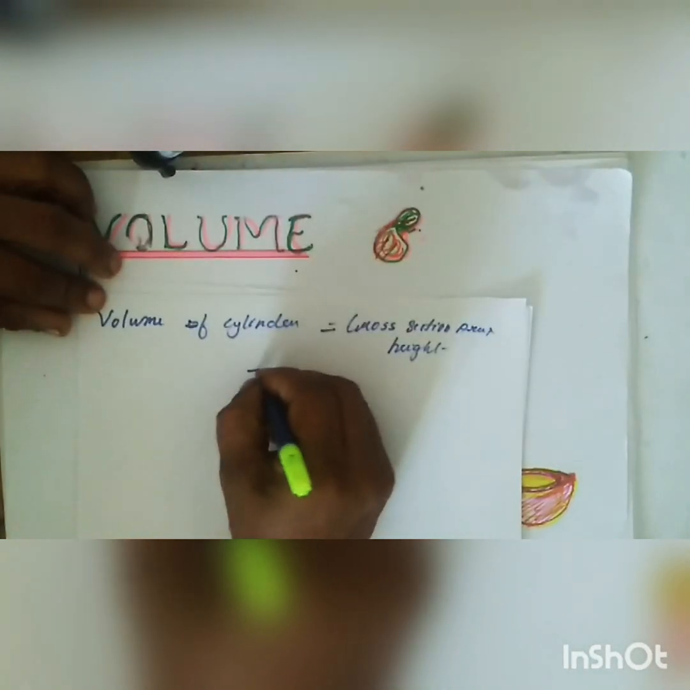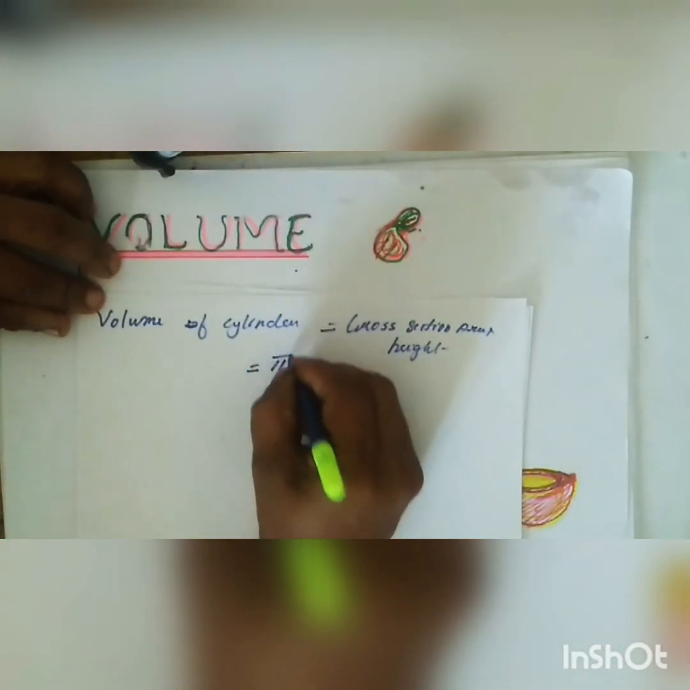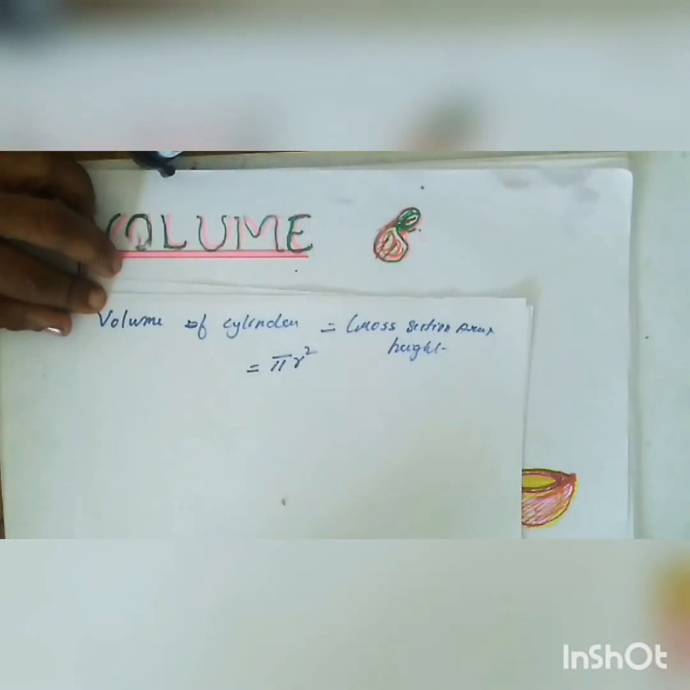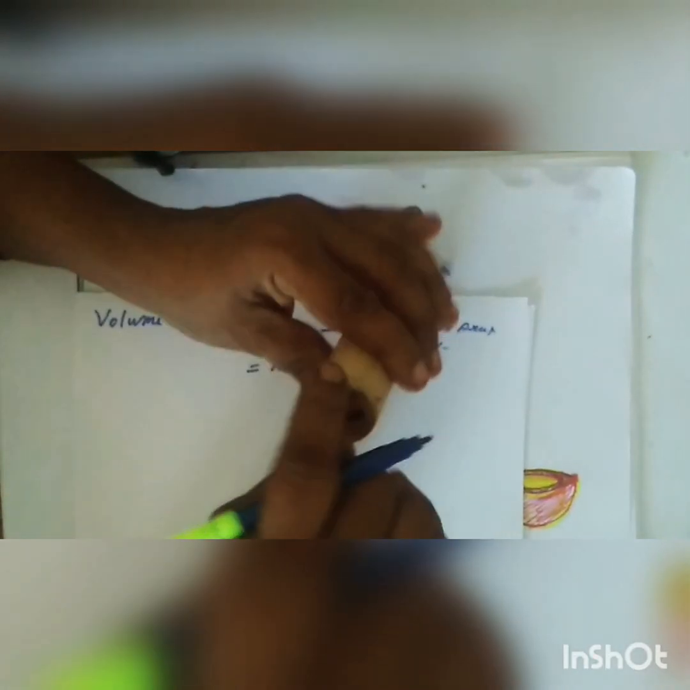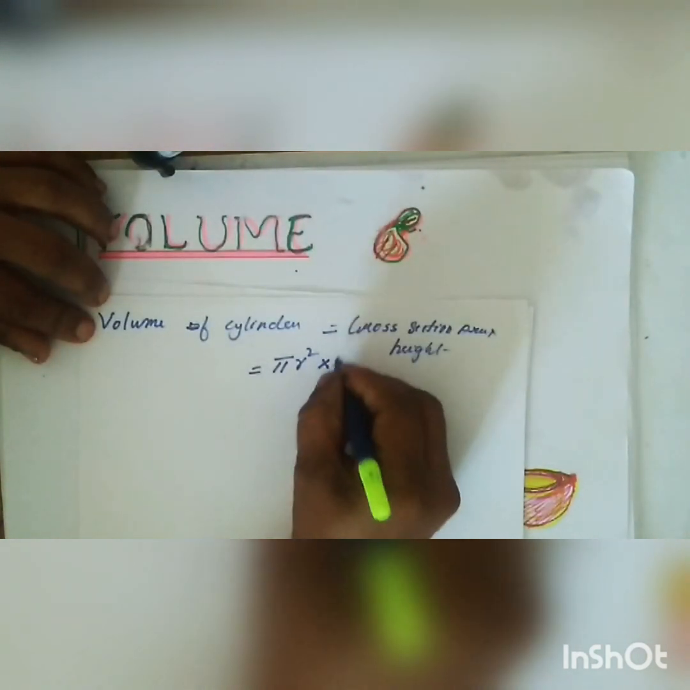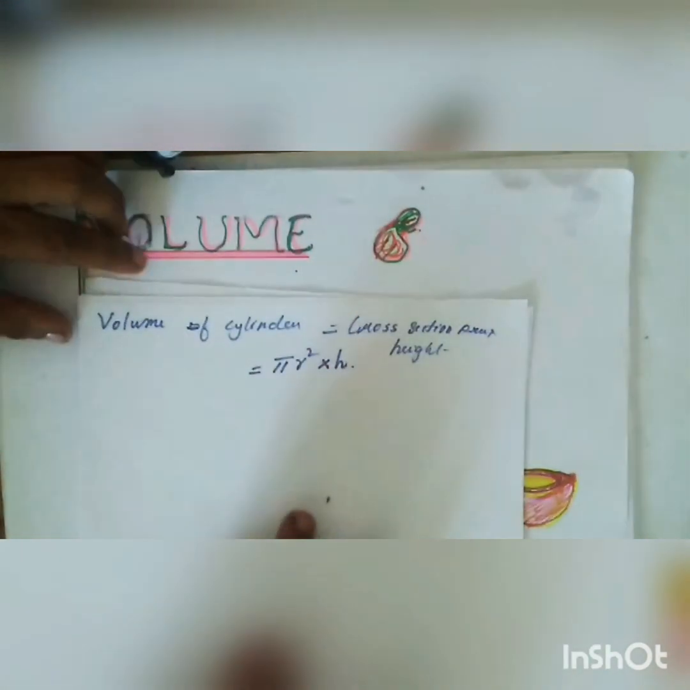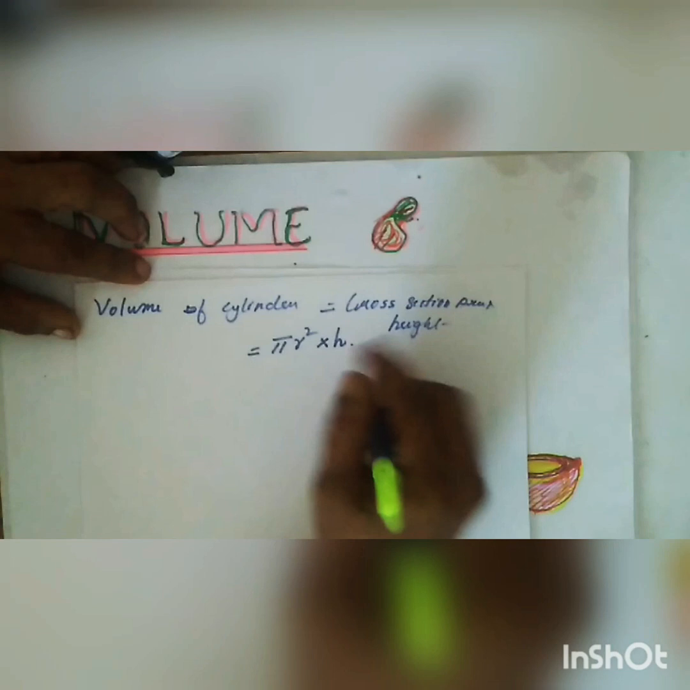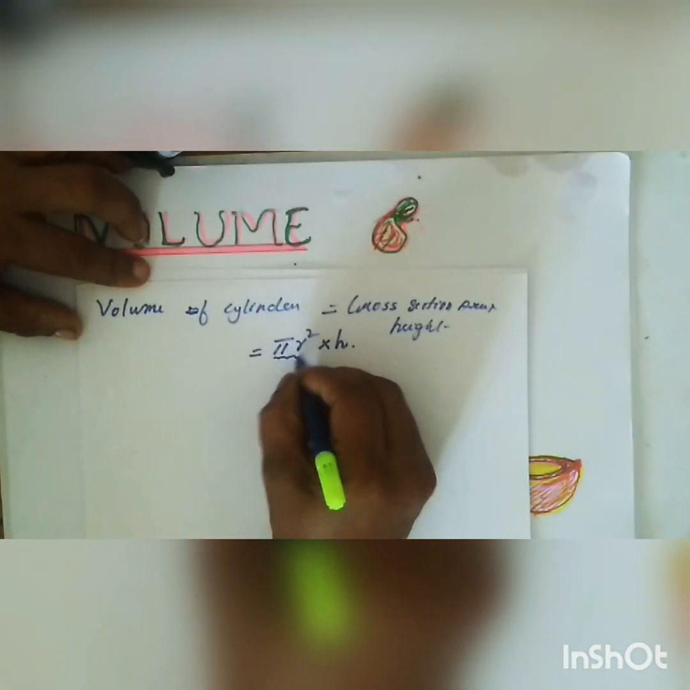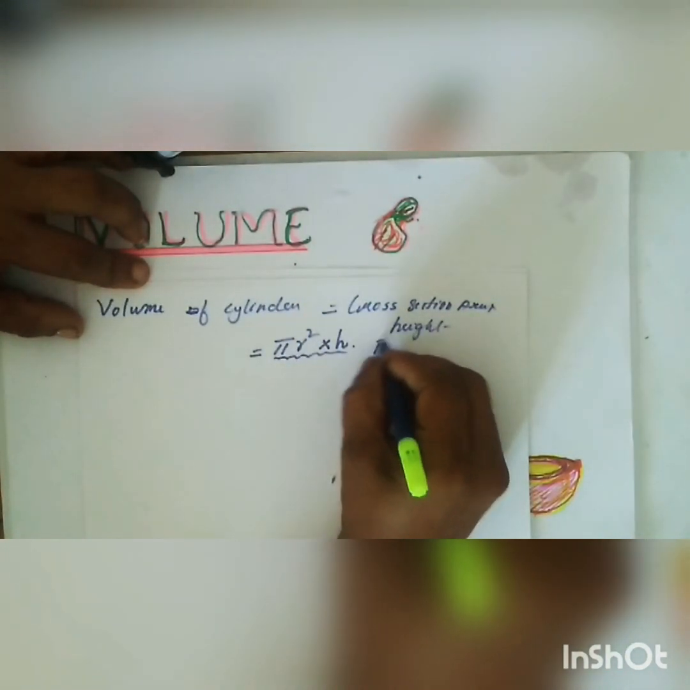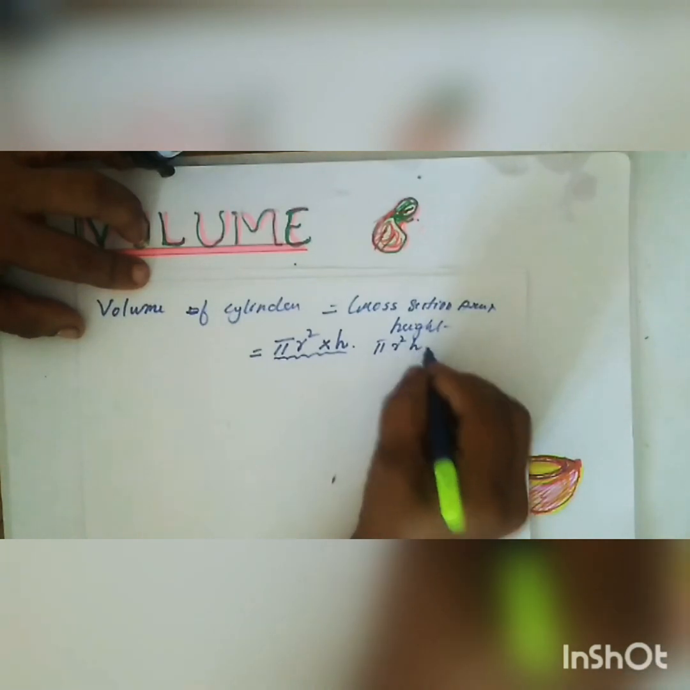Here the cross section is a circle, therefore pi r square. This is a circle, therefore we use pi r square into height h. Then volume of cylinder is equal to pi r square h. We get the formula pi r square h.